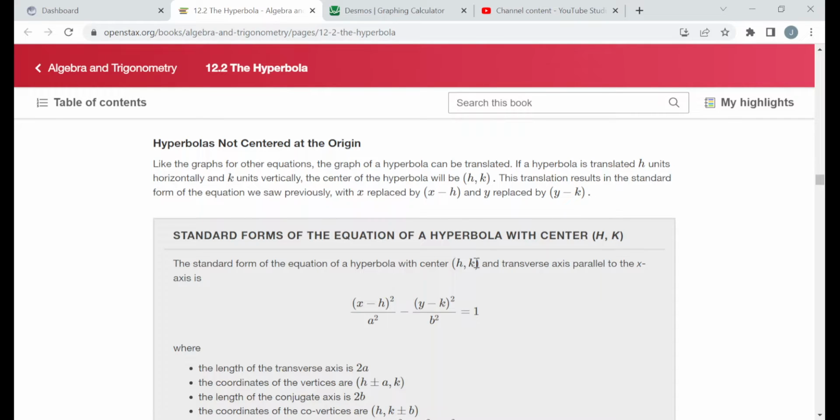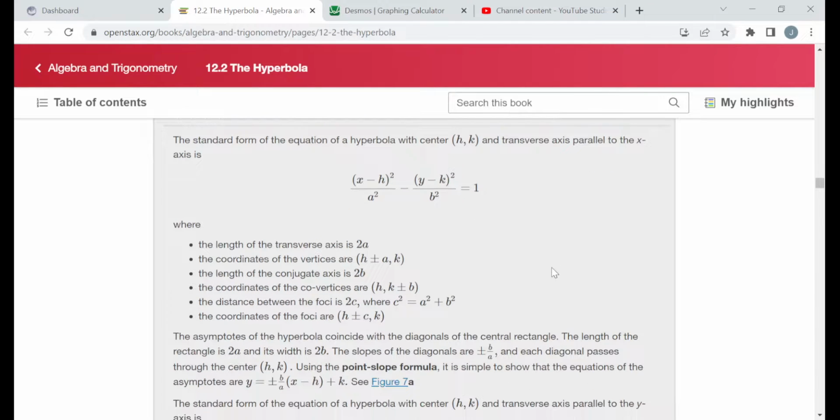I'm assuming that you've already seen my video on writing equations of hyperbolas centered at the origin in standard form, so you're familiar with the standard form equation of a hyperbola centered at the origin. All that changes when the hyperbola is not centered at the origin, but at some other point, say with coordinates h and k, is that the x is replaced by x minus h, and the y is replaced by y minus k in the equation.